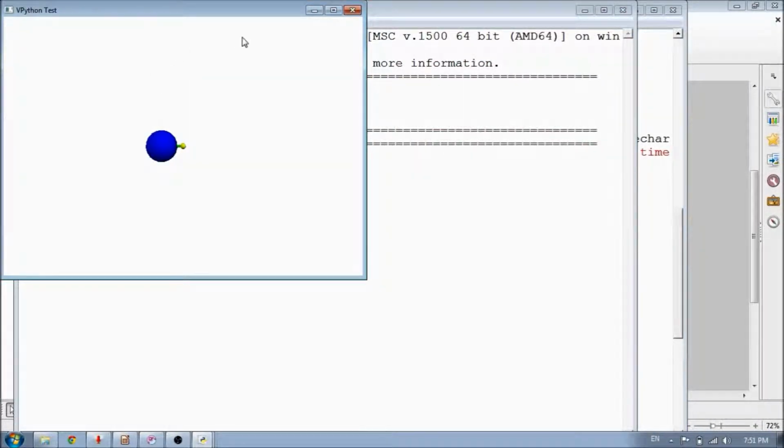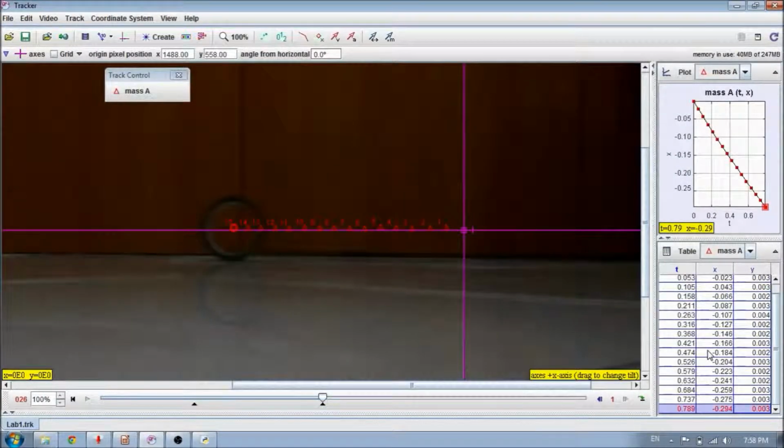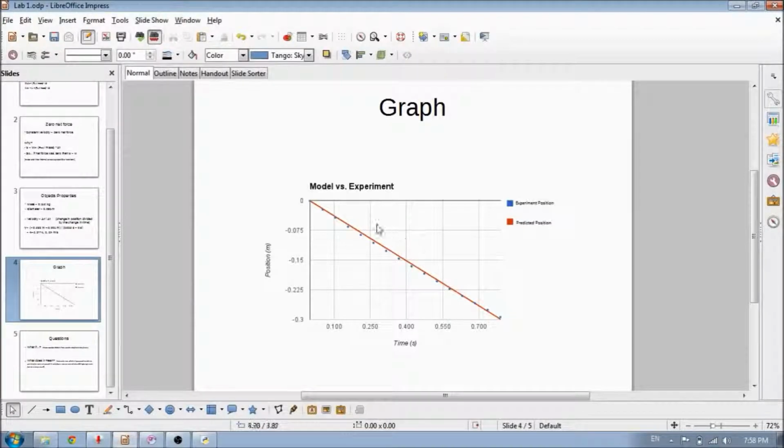As you see here, it's the same movement as the tape in the right direction. And here's the graph with both the model and experiment. And they are very much alike. That's because in Tracker, the difference between most points is 2 centimeters. But as you see here, it's a bit off. That's because in the model there was no force, or zero net force, but in real life there's gravity and friction, which affected the motion of the tape.